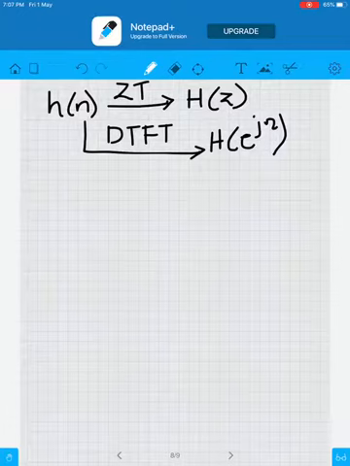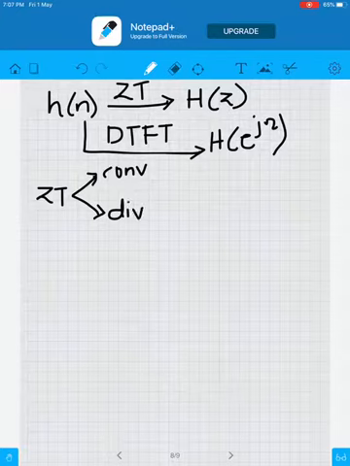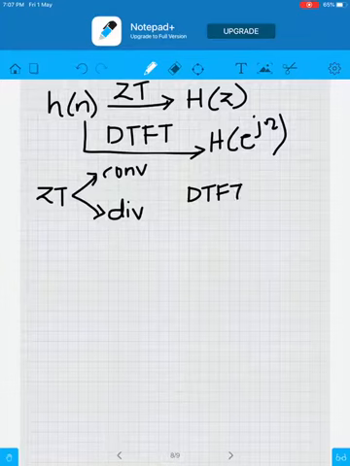Now, to be specific, z transform is generic. Z transform is applicable for both converging functions as well as diverging functions, whereas the discrete time Fourier transform is applicable only for converging functions, that is, only if it is absolutely summable.